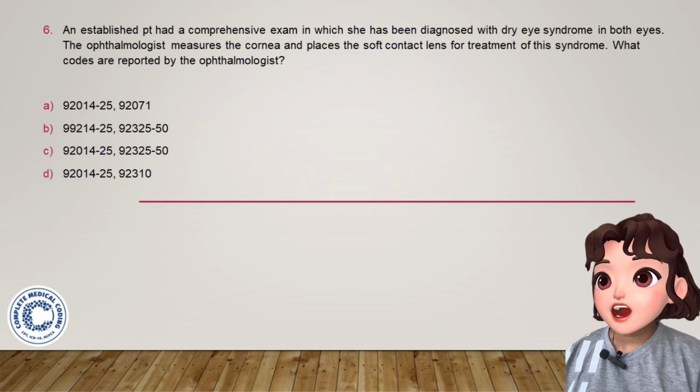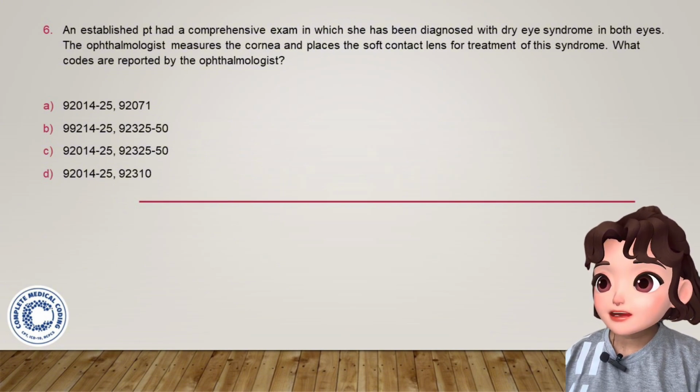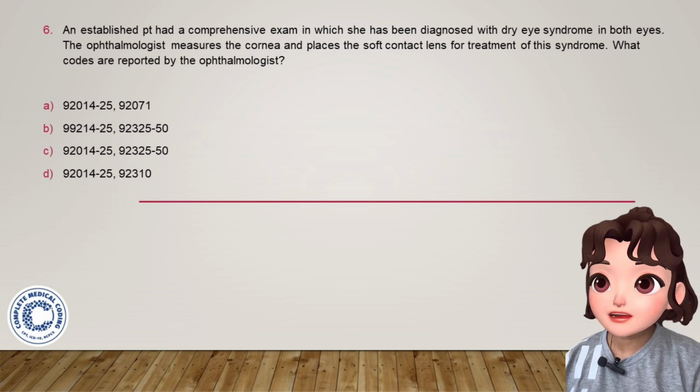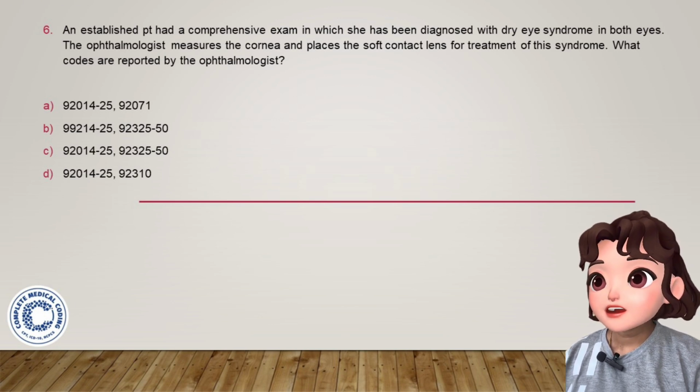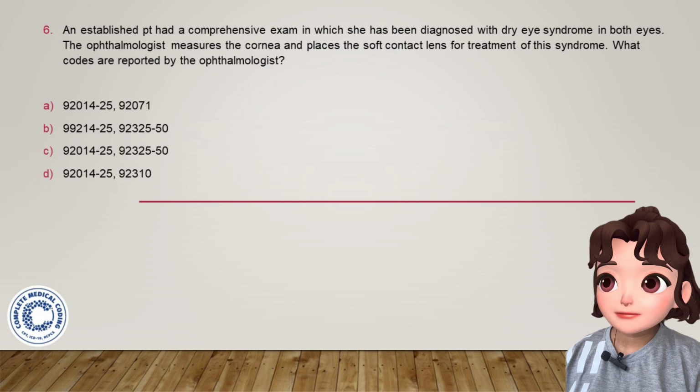Question 6. An established patient had a comprehensive exam in which she has been diagnosed with dry eye syndrome in both eyes. So this is something from the ophthalmological section. The ophthalmologist measures the cornea and places the soft contact lens for treatment of the syndrome. What codes are reported by the ophthalmologist?